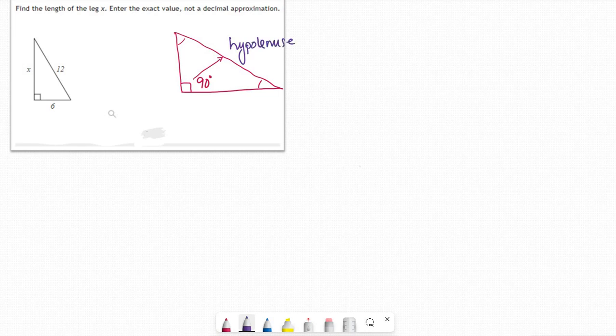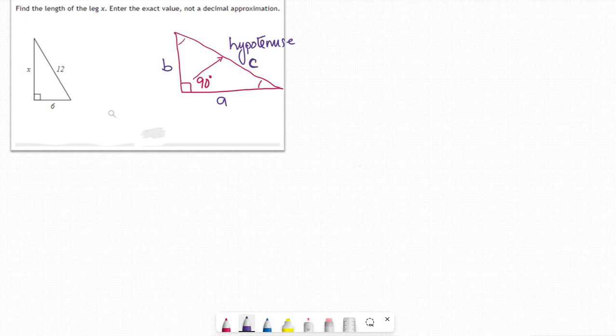Hypotenuse. So the side opposite to the right angle is the hypotenuse, and that is the longest side of a right triangle. So this is the hypotenuse, this is the base, this is the height. I'm going to take this side as A, this side as B, and this side as C. And then what is the connection between A, B, C?